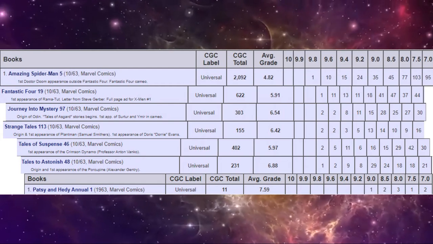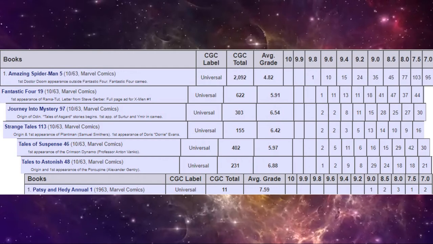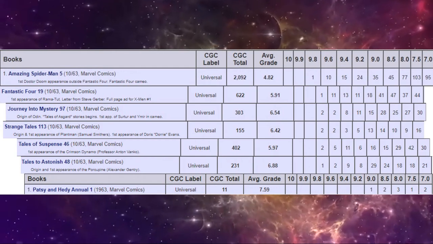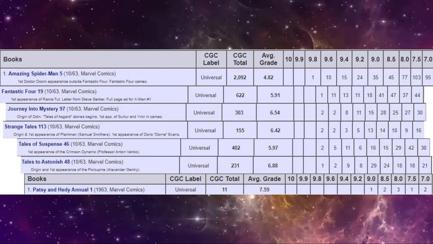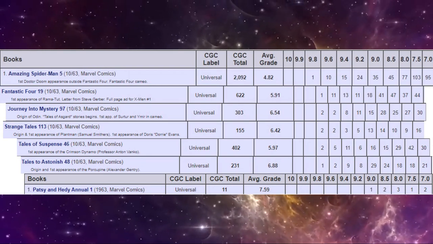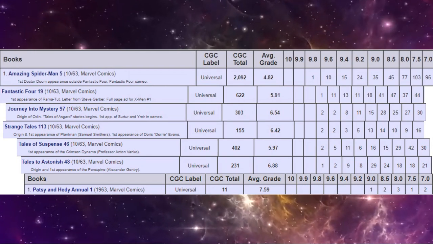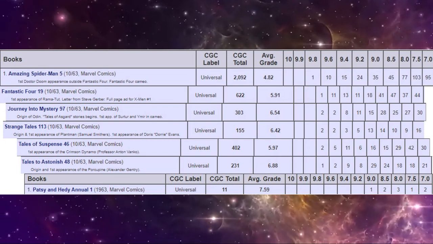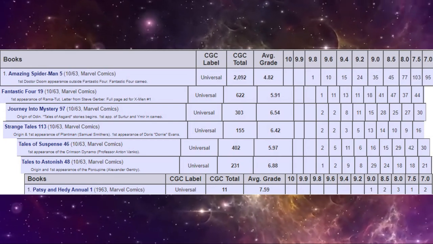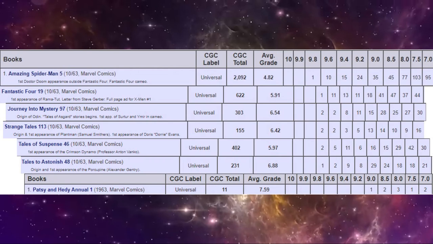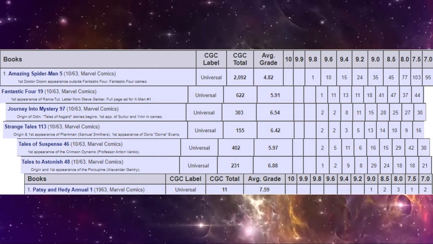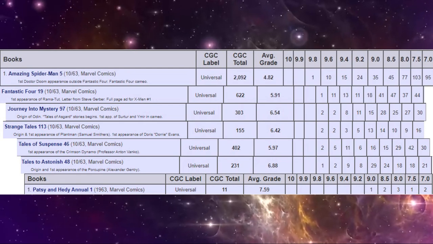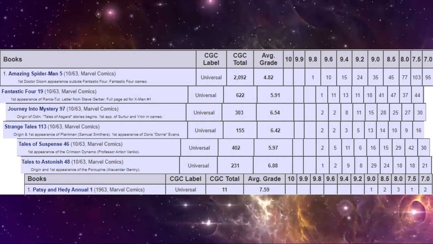Now, generally, the bigger the key book is, the more people are after it, the more copies get graded. So we're going to notice that for sure. So by far, Amazing Spider-Man number 5 has over 2,000 copies graded, which is way ahead of any other book on this list. There is only 1 9.8, however. And the rarest book on the list is Strange Tales 113. It's only 155 copies, even though it is the first appearance of Plantman and Dorrie Evans.